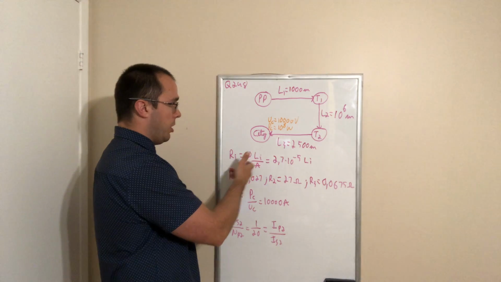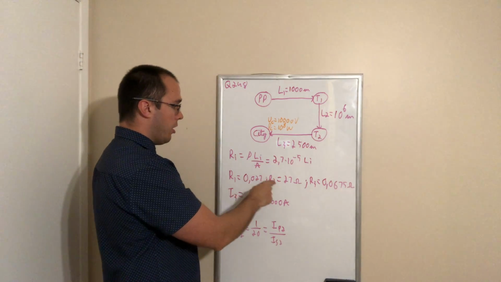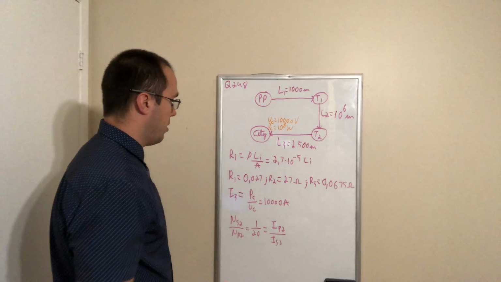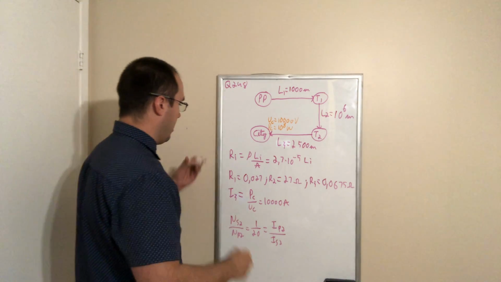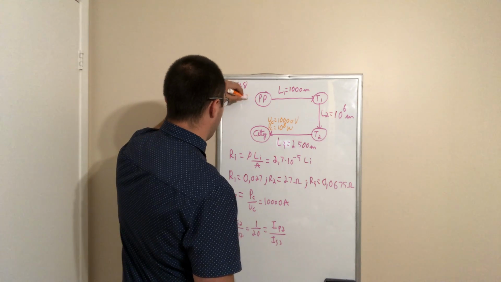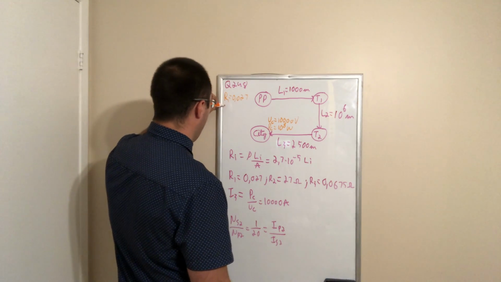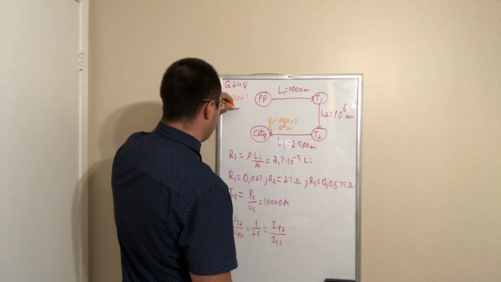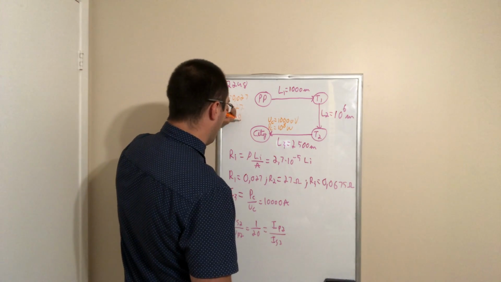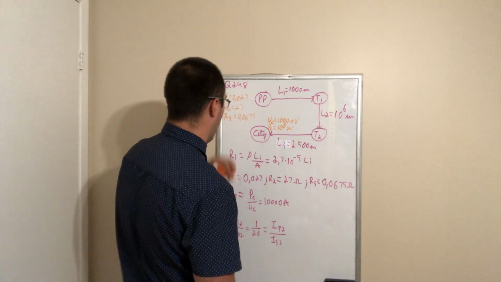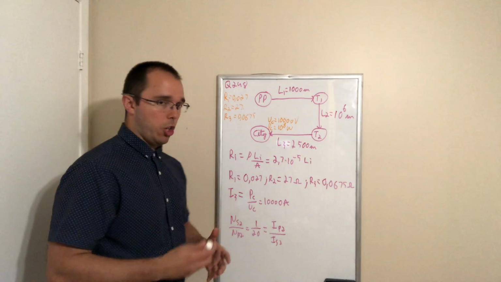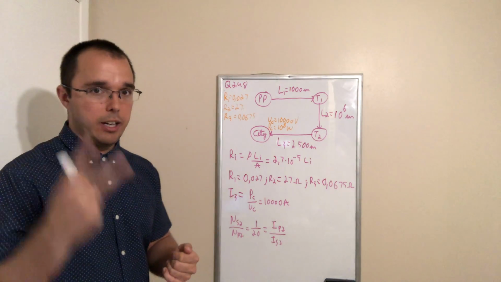So using that formula and the given lengths, we can find R1, R2, and R3, and I'm going to write them on the left side over here because they will be needed throughout the question. So R1 is equal to 0.027 ohm. R2 is equal to 27 ohm. R3 is equal to 0.0675 ohm.